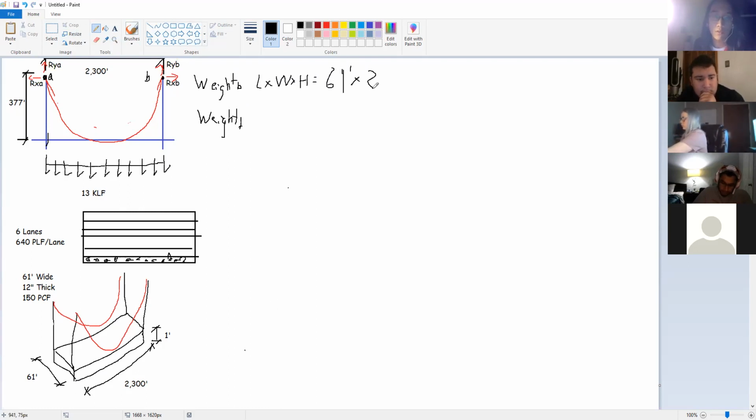times 2,300 feet times 1 feet. So that's the volume we have in cubic feet, because it's foot times foot times foot. So that equals, I have my calculator. Bam, 61 times 2,300 times 1. You have 140,300 cubic feet. Don't write that down yet, I'm going to double check that.